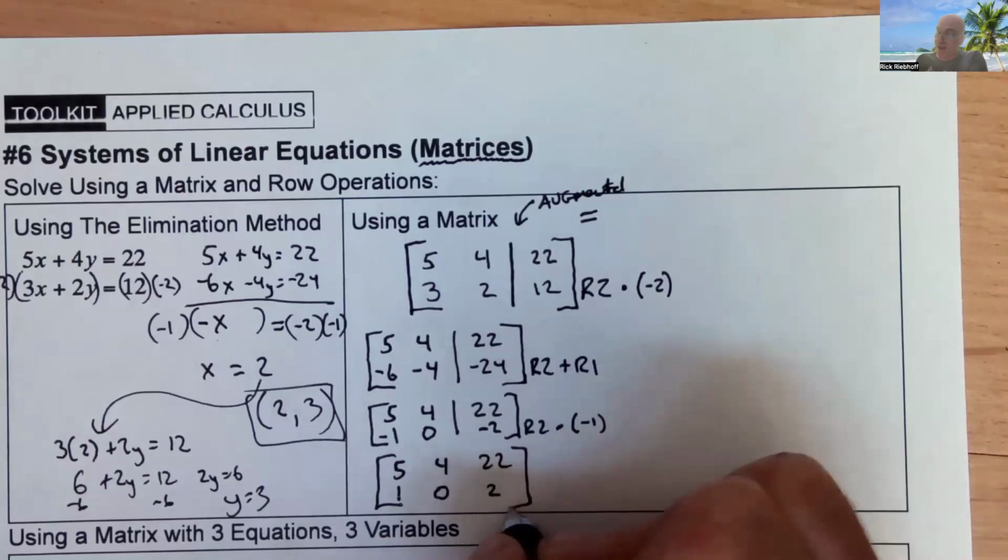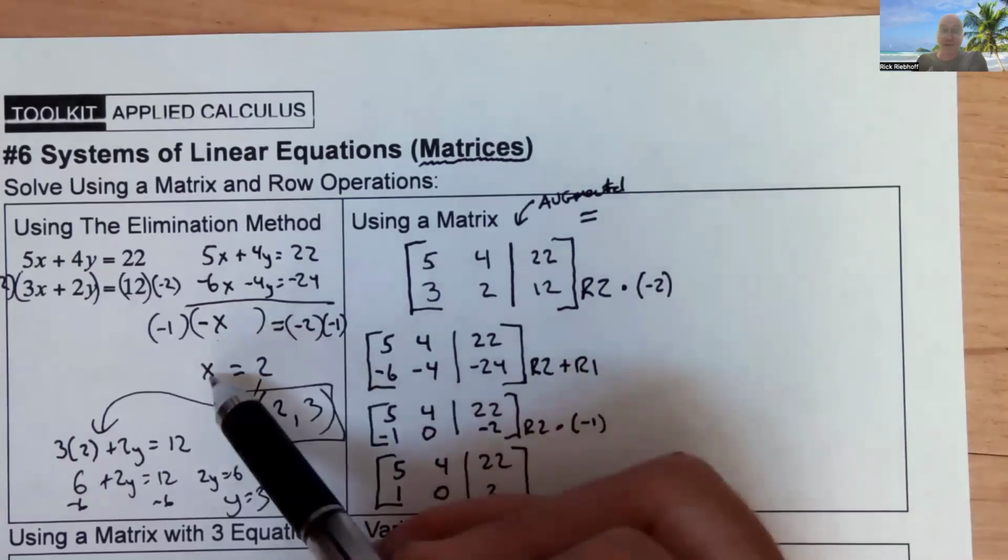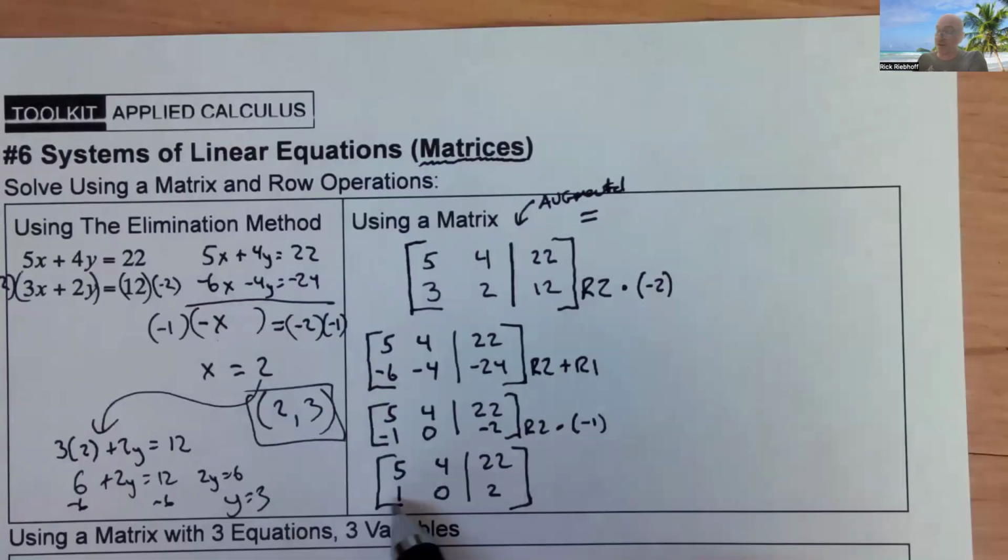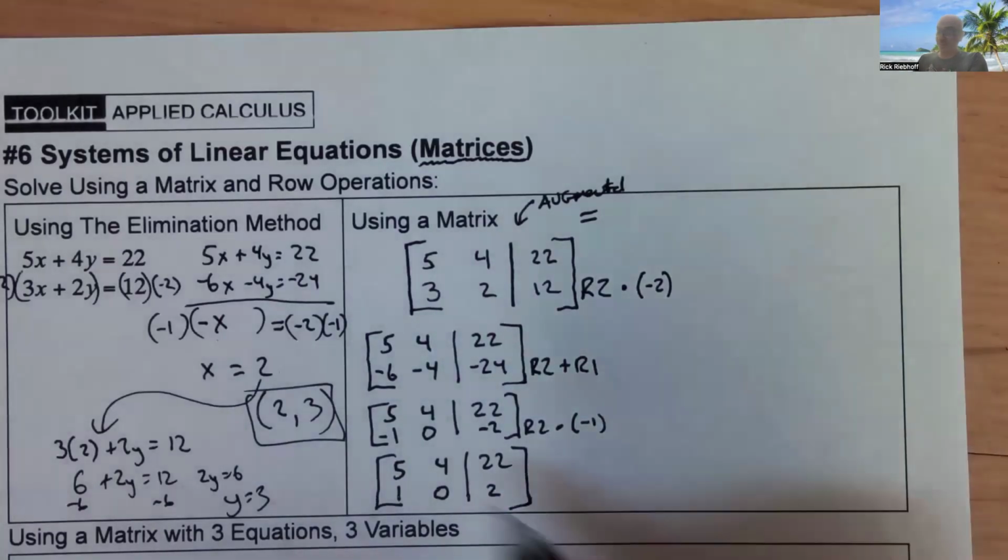Now think about what I have, right? When I did that in the last problem, I got x equals 2. Look at what I have here. This is the x column, 1x. There's no y's. So 1x equals 2. I've got one of the solutions. Now I just need to do the y solution.